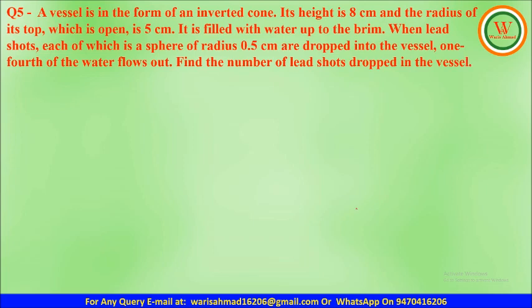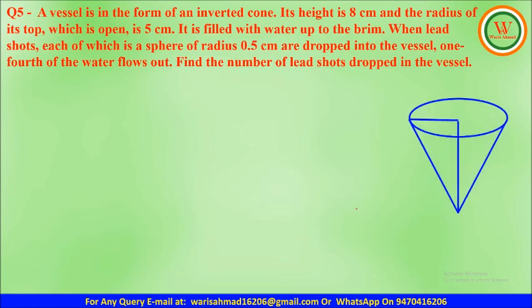So here in this question it is given that there is a vessel which is in the form of an inverted cone. So let us consider a vessel in the form of an inverted cone. Here the radius of this vessel is given 5 centimeter, while the height, or we can say depth, is given 8 centimeter. Now the next line of the question is, it is filled with water up to the brim. When lead shots, each of which is a sphere of radius 0.5 centimeter, are dropped into the vessel, 1/4 of the water flows out.